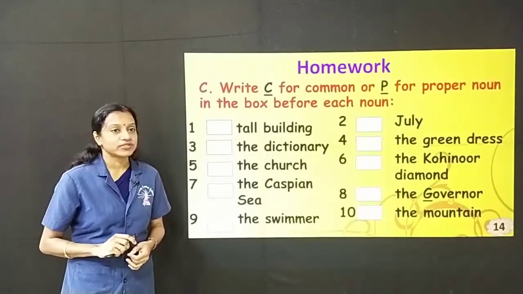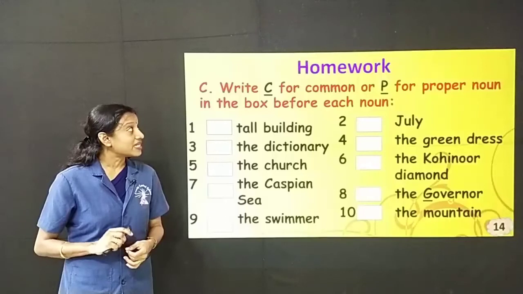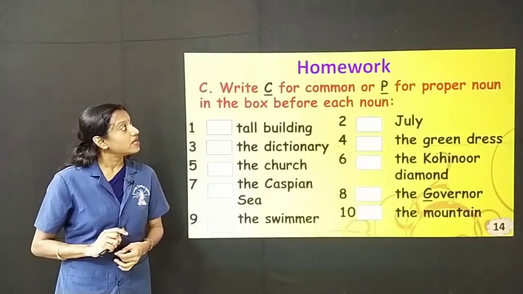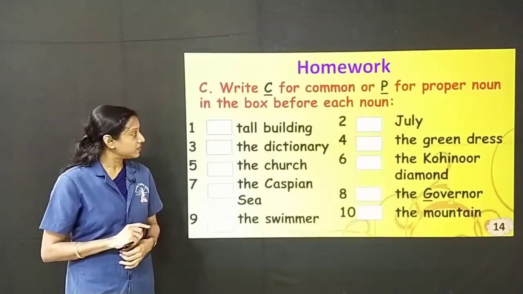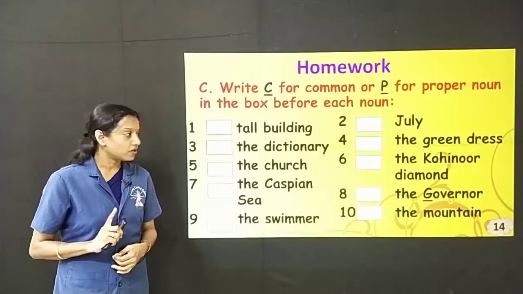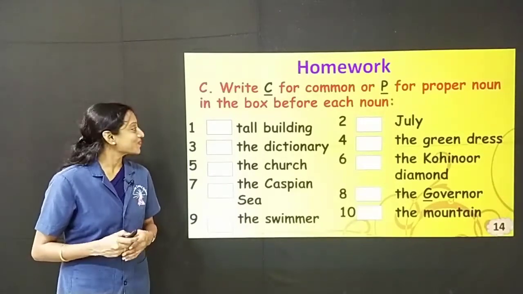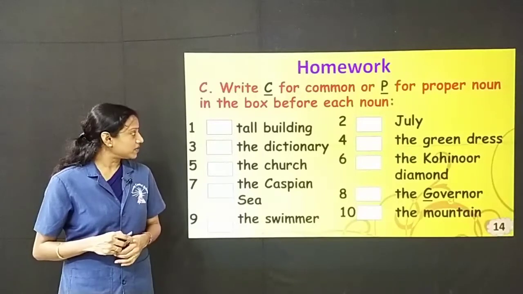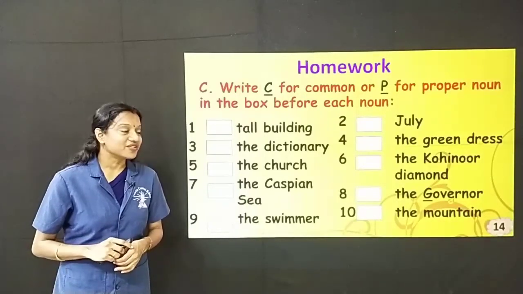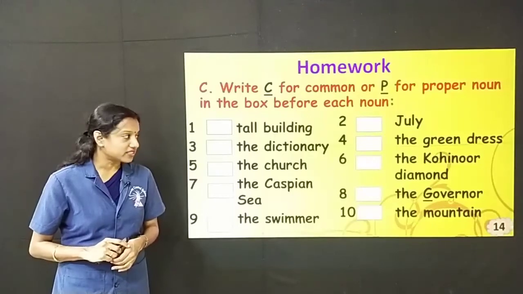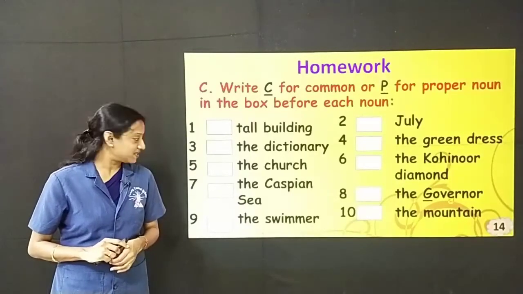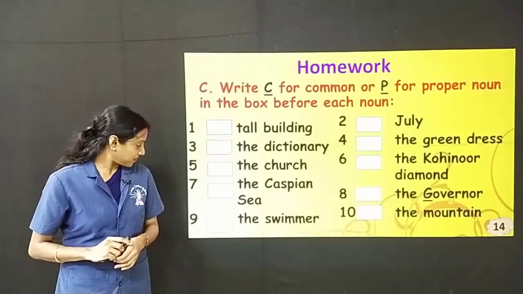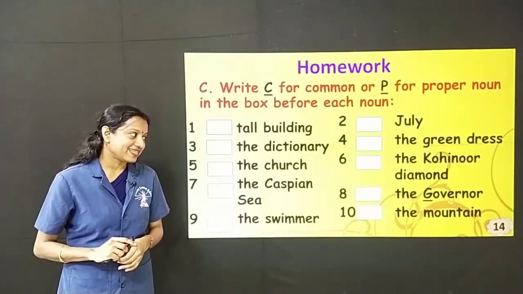Now children, here homework again, exercise C. Write C for common or P for proper nouns in the box before each noun. This will be your homework again. I am going to do one of the common noun and one of the proper noun. So now, one is the tall building, second one is July, number 3 the dictionary, number 4 the green dress, number 5 the church, 6 the Kohinoor diamond, 7 the Caspian Sea, number 8 the governor, number 9 the swimmer, and 10 the mountain.